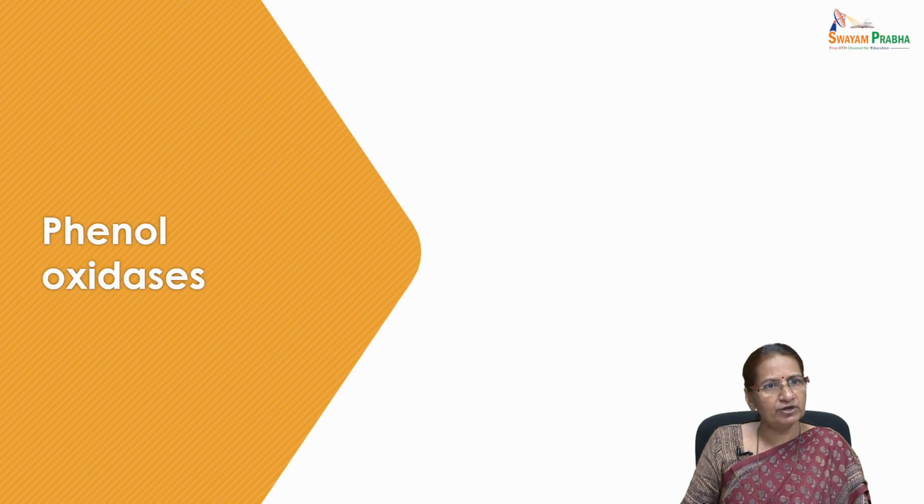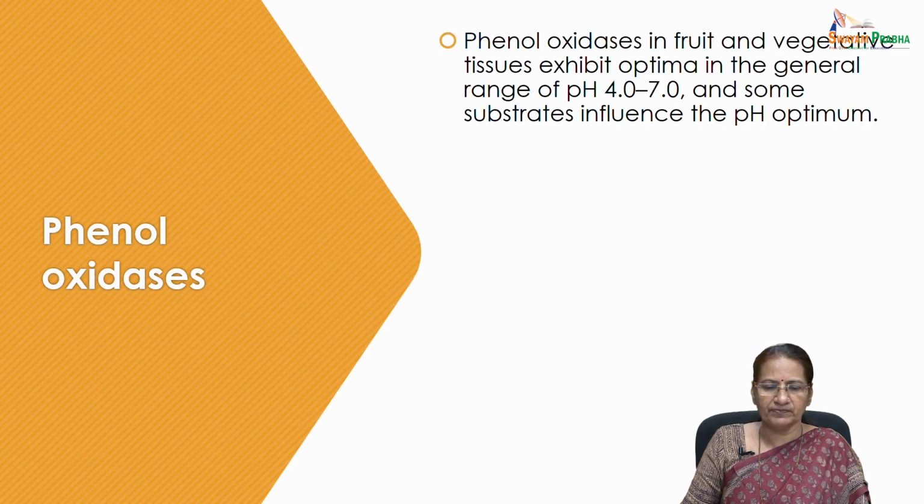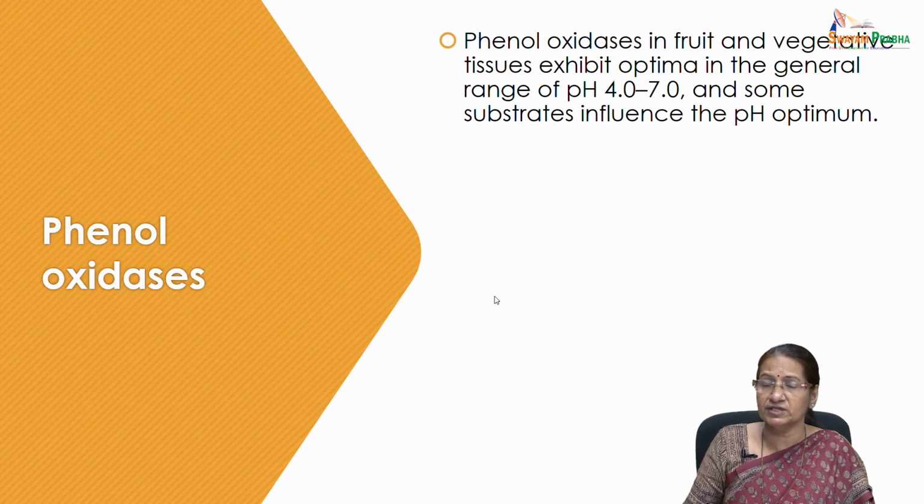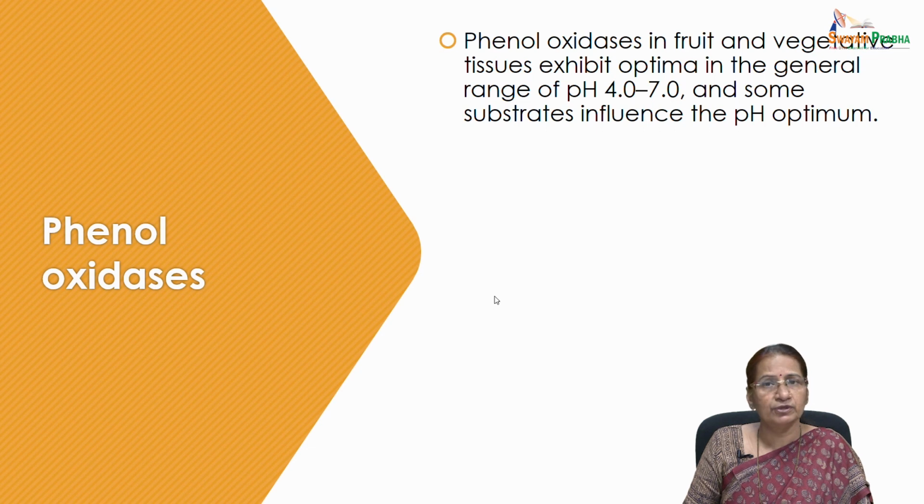Now let us study more about these phenol oxidases. Phenol oxidases in fruit and vegetable tissues exhibit optima in the general range of pH 4.0 to 7.0 and some substrates influence the pH optimum.